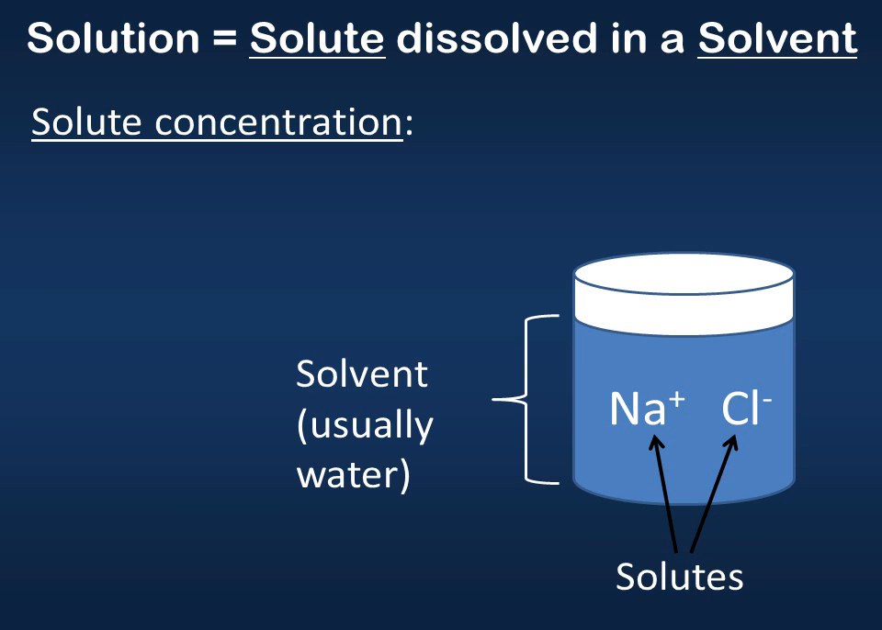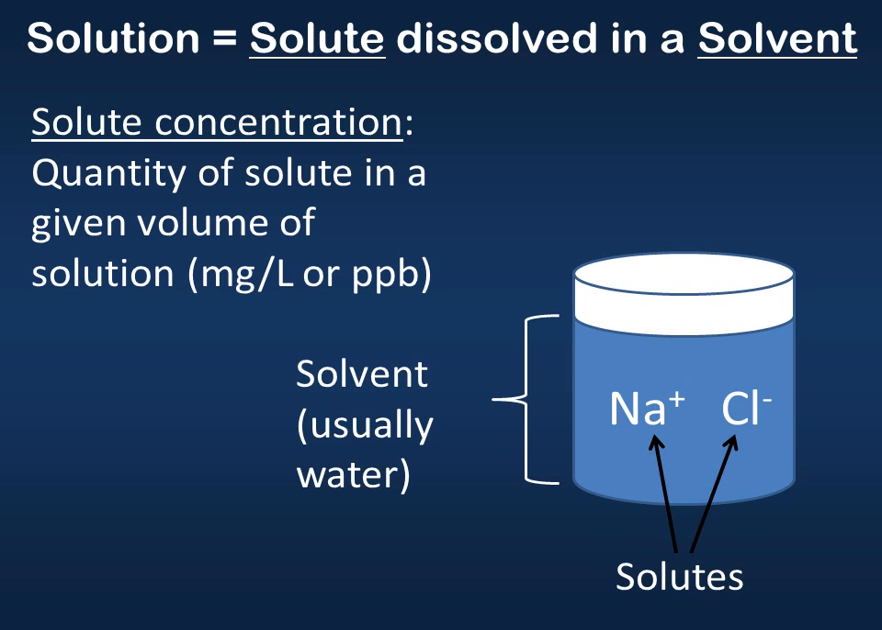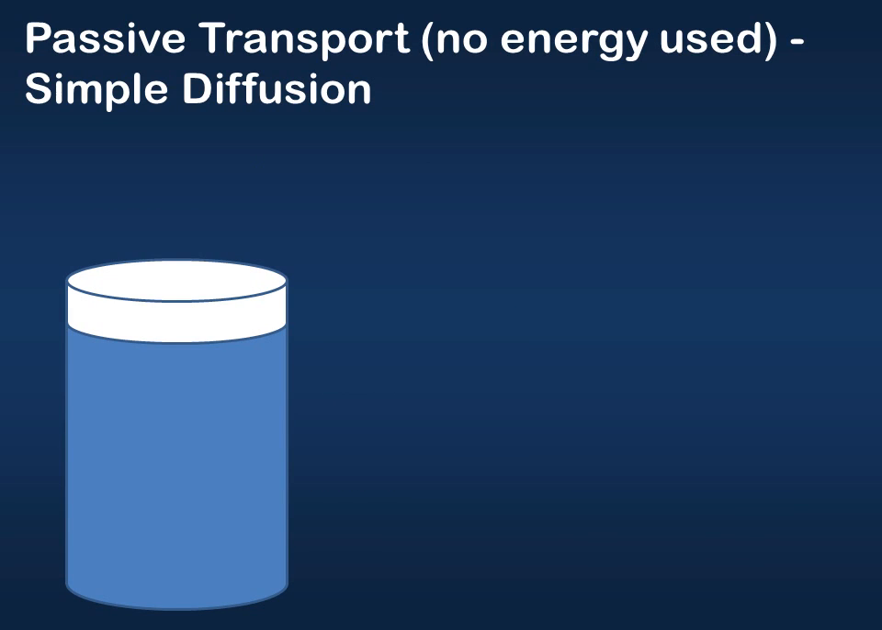Now, solute concentration is something we're going to talk about a lot as we move forward in talking about cell transport. And that is simply the quantity of a solute in a given volume of solution, usually expressed as mass over volume, milligrams per liter, or something like parts per billion. And the area of higher and lower concentration will be very important. There are two main types of transport. Passive transport is the type where no energy is used to move materials back and forth, and active transport is when the cell does need to exert some energy.